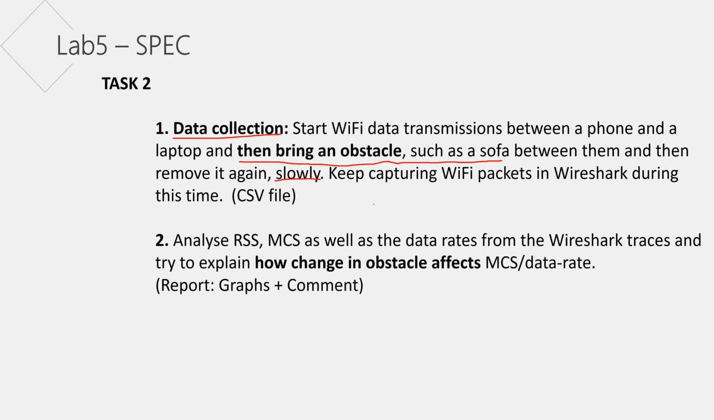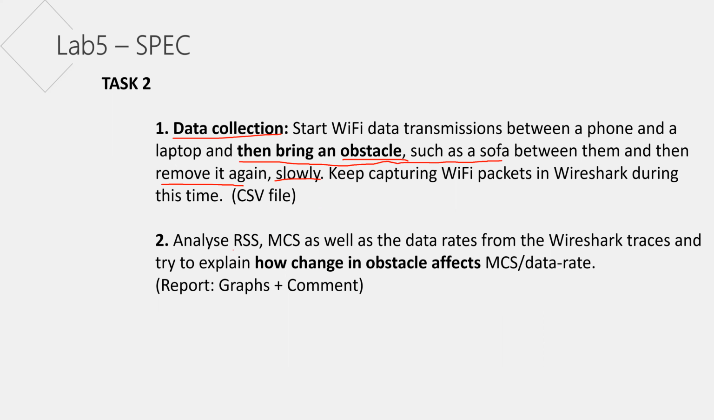Okay, you can see slowly. Just insert the obstacle slowly and remove it again. Does that make sense? So at first you don't have anything between your sender and receiver. And then you bring an obstacle. You just insert the obstacle between them, wait for maybe 10 seconds, and remove it slowly. And you also get a CSV file. Maybe this process will take 1 or 2 minutes. Should be enough.